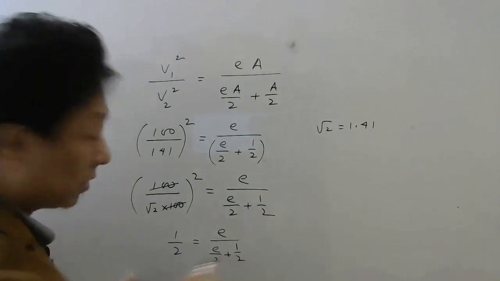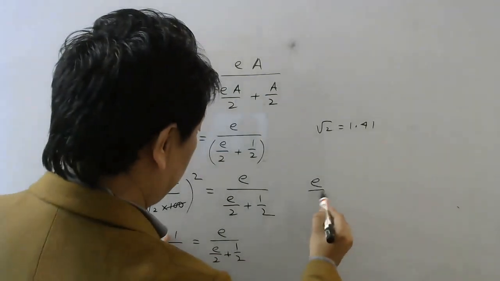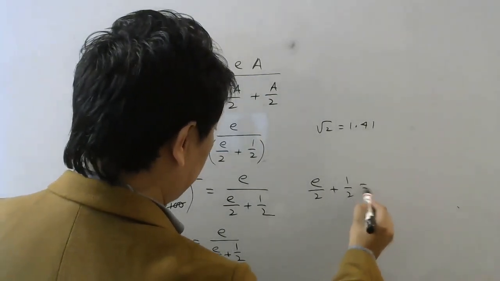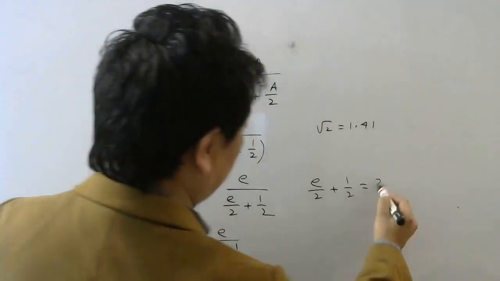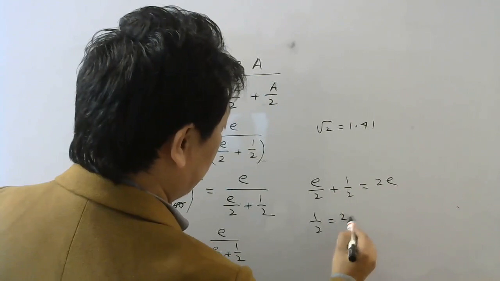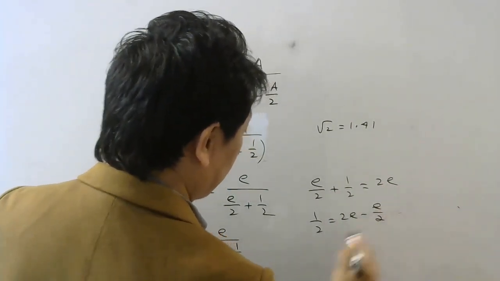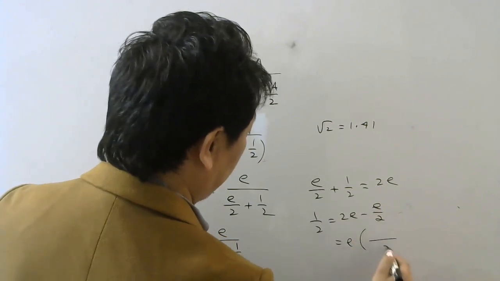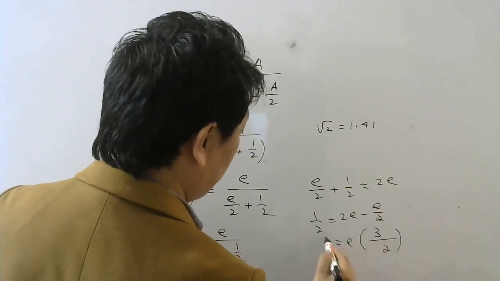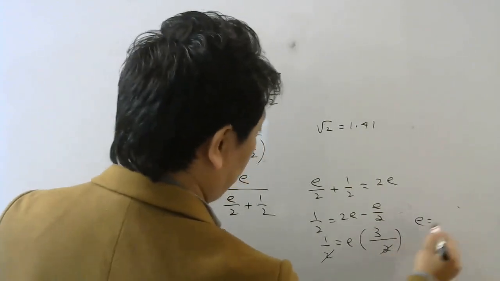plus half. Now you cross multiply, this into 1 will be E by 2 plus half equals to multiply 2 with E, 2E. So if you take E by 2 this side, 2E minus E by 2 will be E common, right? E common, 2 minus half, LCM 2, 4 minus 1, 3 by 2, 2 cancel, so E will be 1 by 3.